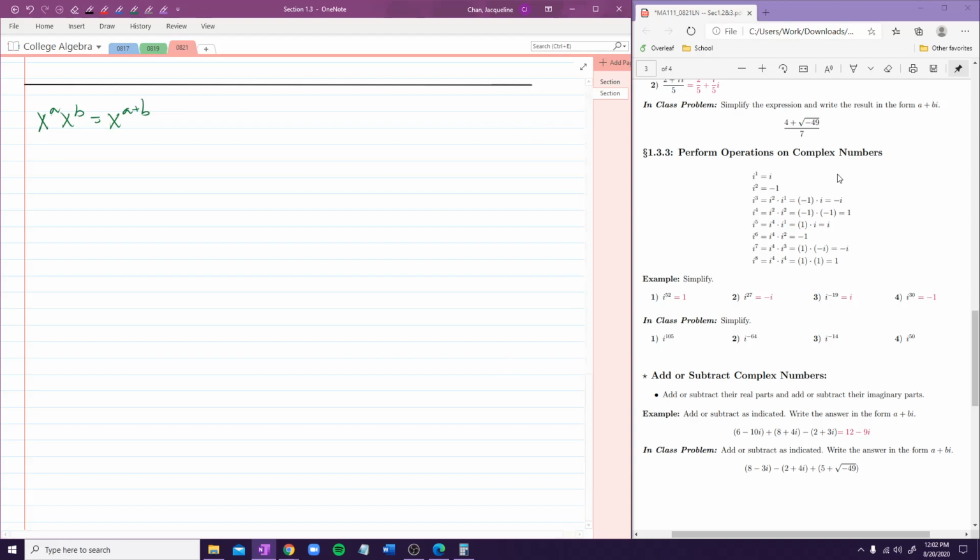But now let's look at 5 through 8. For 5 through 8, we all take i to the fourth out, and we know that i to the fourth is 1. And we're left with i squared, i to the first, i squared, i cubed, and i fourth. And as you can see, it's just i, negative 1, negative i, and 1.